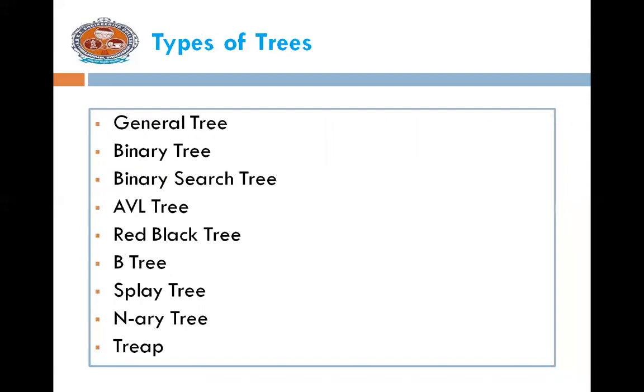And the next one is different types of trees. The different types of trees are, the first one is general tree, whatever we have discussed now. And the next ones are binary tree, search tree, AVL tree, red black tree, B tree, splay tree, and so on. These are the different types of trees.